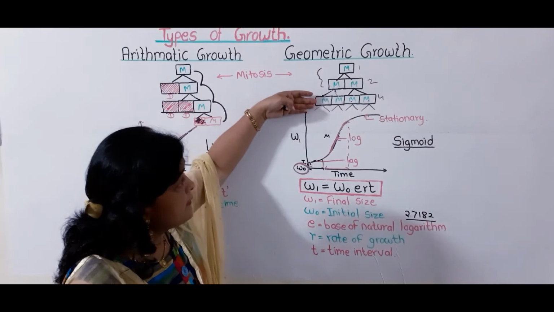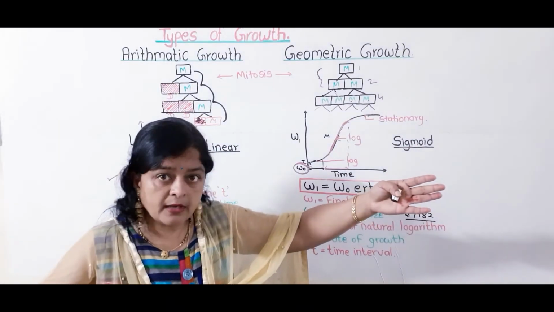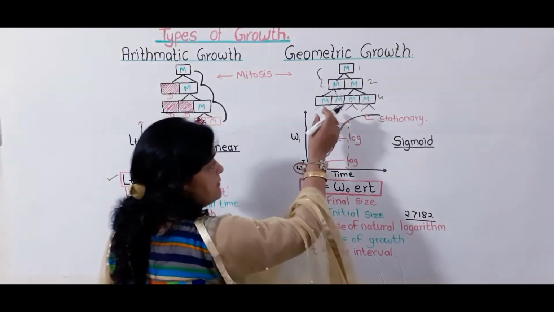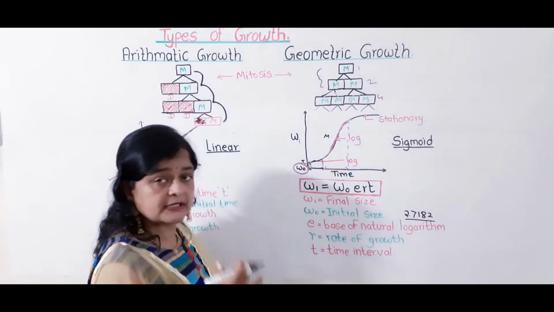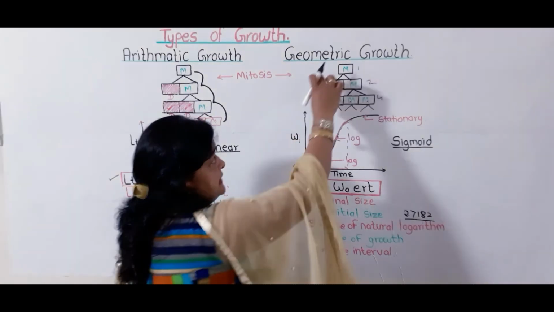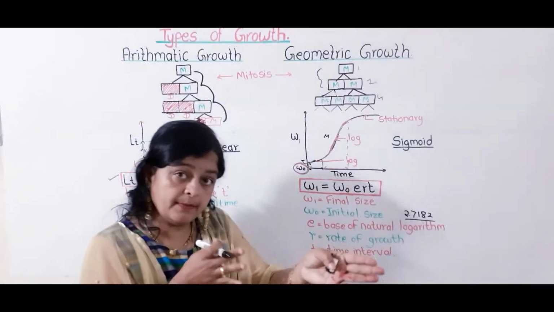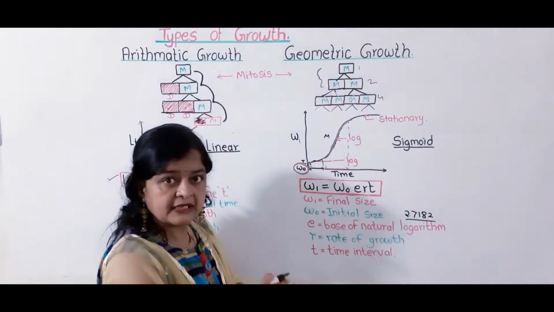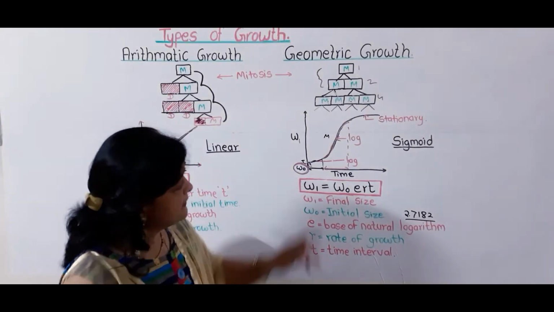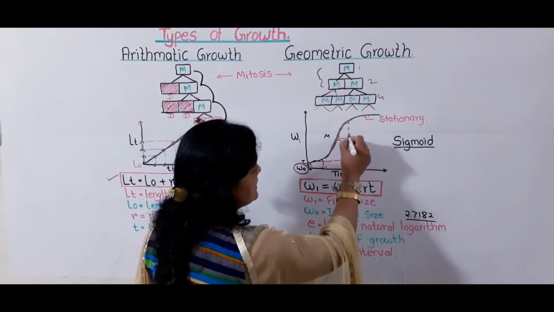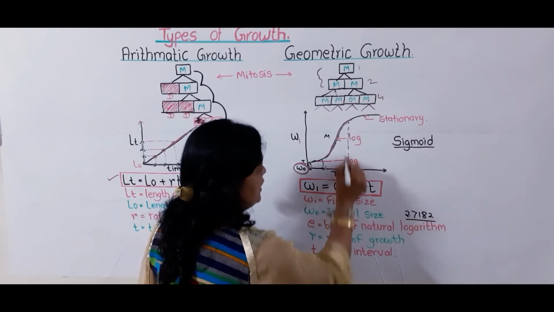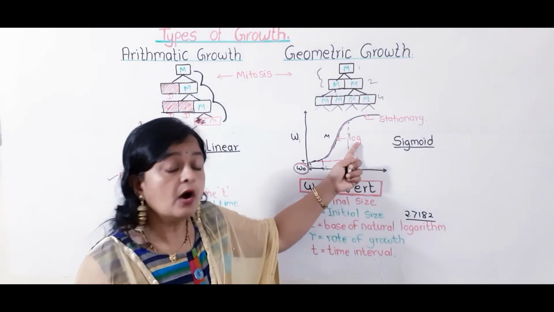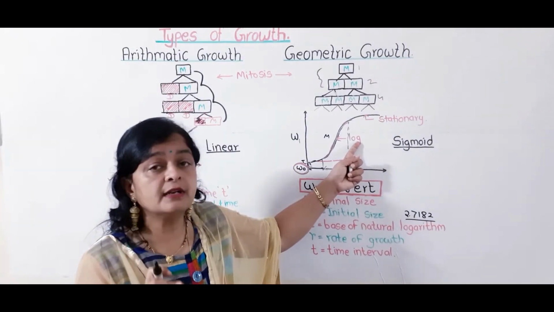Later on, what happened? From 2 to 4, from 4 directly 16 will be there. So here the growth is taking place very fast: 2, 4, 8, 16, 32, 64. Initially the growth is slow, but after a particular period of time the growth rate increases fast. In a short period of time, a lot of growth has taken place here. So this phase is called the log phase, or the exponential growth phase.